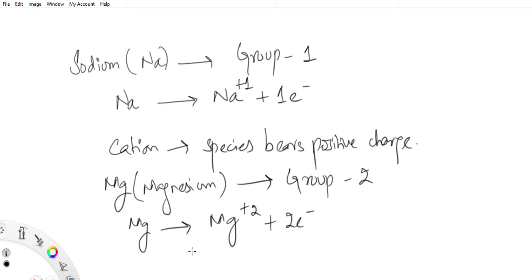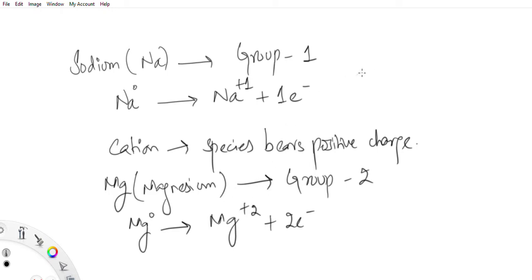Now a question might be appearing in your mind: what is the reason that in this equation we have 0 oxidation state on sodium and 0 oxidation state on magnesium, but on the right hand side we have +1 and +2 respectively? Then how is it an equation? An equation means both sides should be equal. So I will clear that ambiguity.